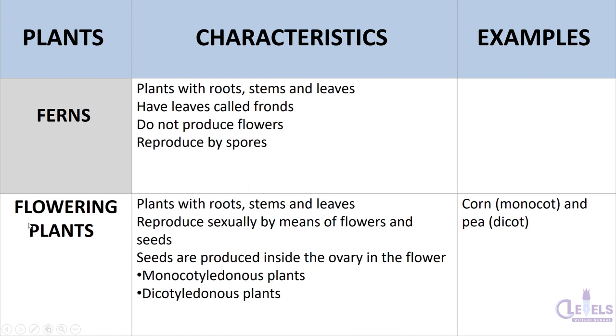Now, flowering plants have roots, stems, leaves, and flowers, and they reproduce sexually by means of flowers and seeds. Their seeds are produced inside the ovary of the flower, and they could be monocotyledons or dicotyledons. So monocots and dicots. We'll go further into that.